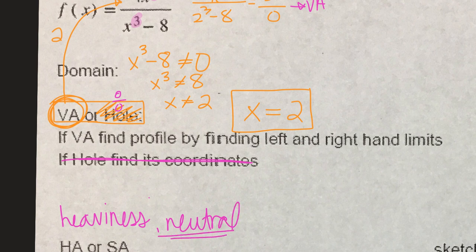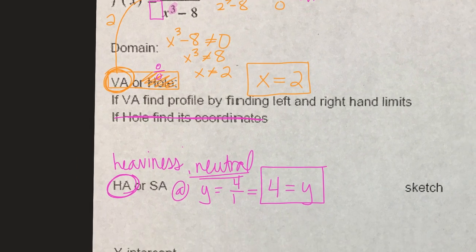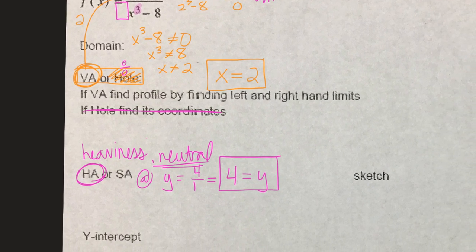So when it's a neutrally heavy function, our answers come from the coefficients. So we have a horizontal asymptote at y equals 4 divided by 1, which is simply y equals 4. So we have a vertical asymptote at x equals 2, and right now we have a horizontal asymptote at y equals 4, which we're going to sketch in a minute, but let's just do all of our math for a second. Our y-intercept.